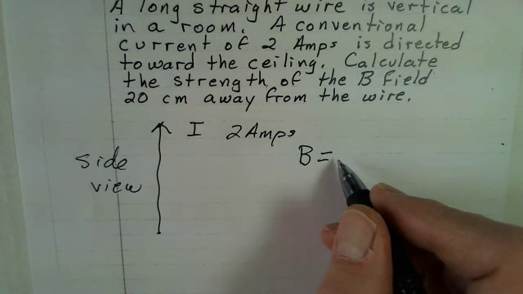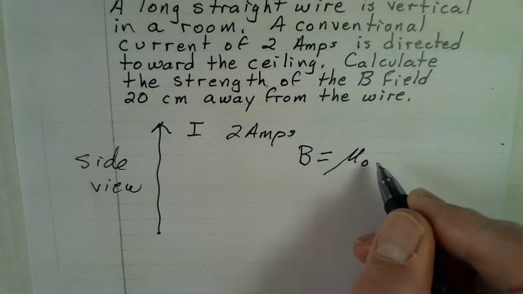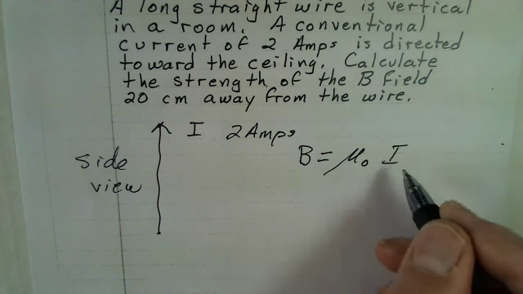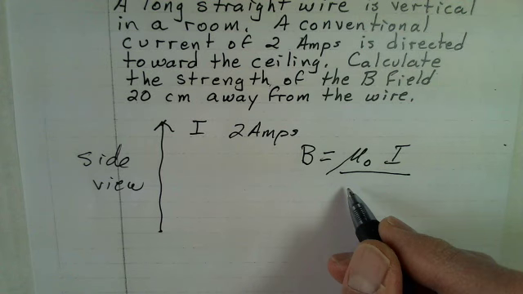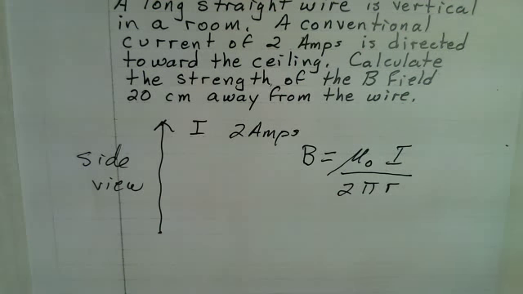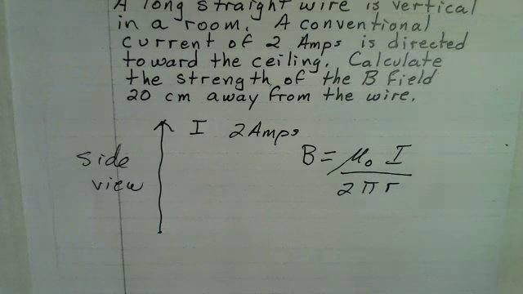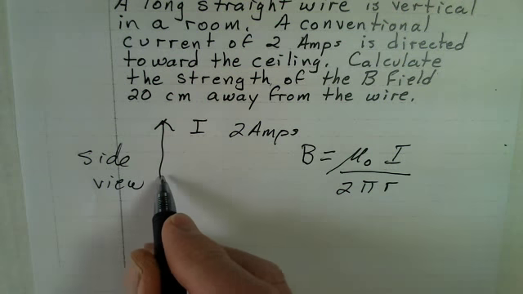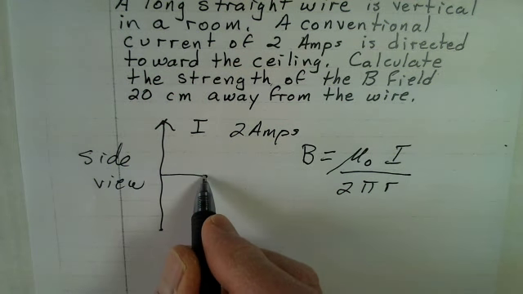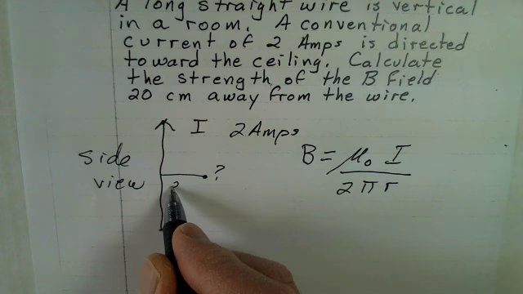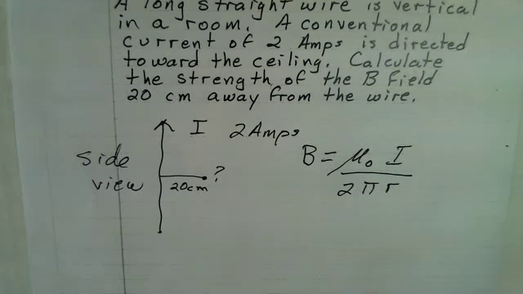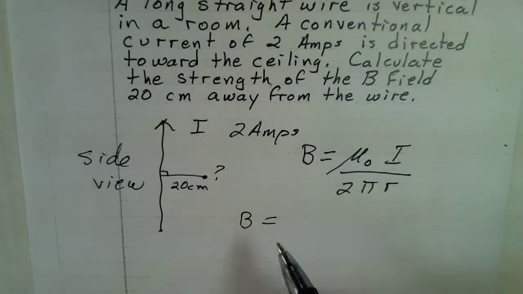The strength of the magnetic field is equal to mu naught, a constant, multiplied by the current, and then divided by 2 pi r. That's our formula to find the strength of the magnetic field some distance away from the wire. So we want to know 20 centimeters away from this wire, what's the strength of the magnetic field. And this distance is taken as a perpendicular distance away from the wire.